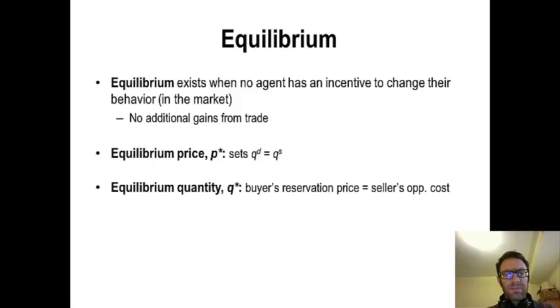We're going to be talking a lot about equilibrium price, which I denote as P star. And the equilibrium price in the market, as we'll see in the next slide, is just a price that sets quantity demanded equal to quantity supplied. In addition, equilibrium quantity, which I'll denote as Q star, is the quantity that sets the height of the demand curve equal to the height of the supply curve.